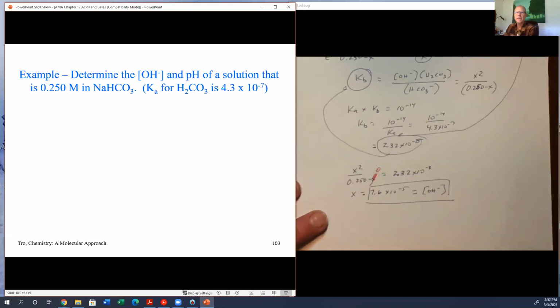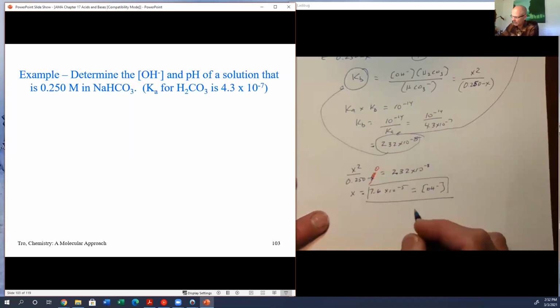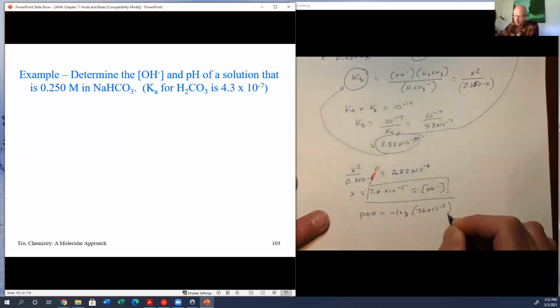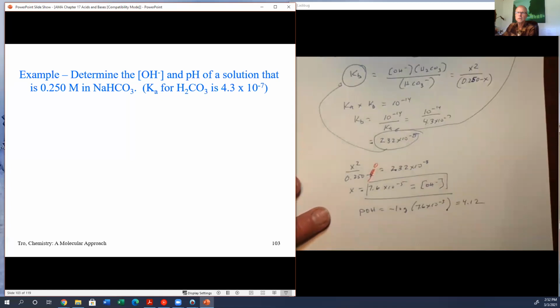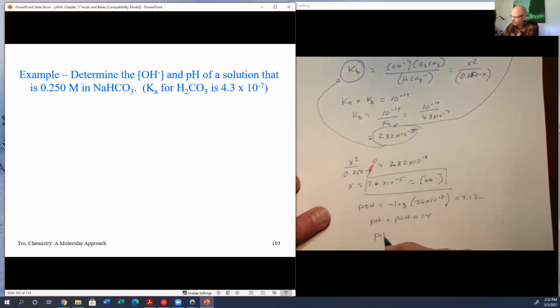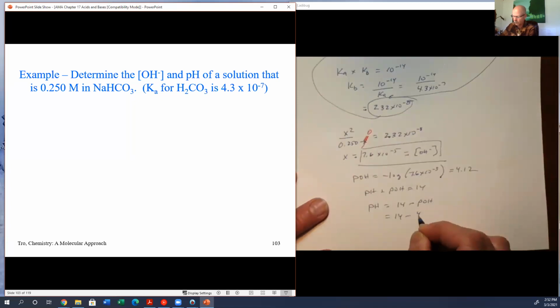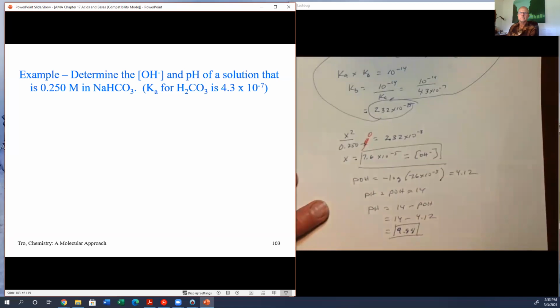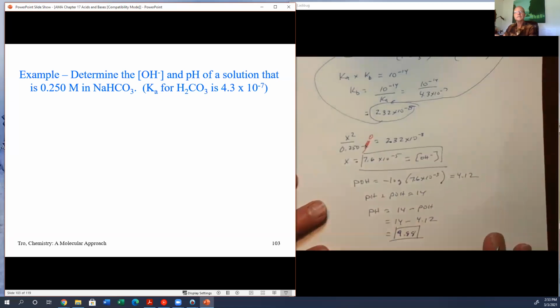The other thing it wanted was pH. There's a couple of ways you can do that. The easiest way is to find pOH. When you know OH minus, pOH is minus the log of 7.6 times 10 to the minus 5. So pOH is equal to 4.12. And then you know that pH plus pOH is equal to 14. So pH is equal to 14 minus 4.12, which is equal to 9.88. So does that make sense?